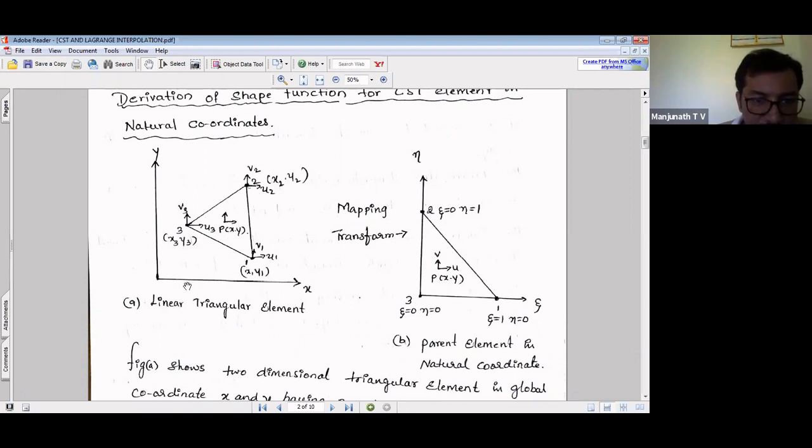Now first we are going to represent the constant strain triangular element in the global coordinate system, which has node number 1, node number 2, node number 3. Node number 1 has 2 degrees of freedom, because triangular elements are used as plane elements, and these plane elements have 2 degrees of freedom at each node. At node number 1 there are degrees of freedom in the x direction and the y direction. Along the x direction the displacement is u1, along the y direction the displacement is v1.